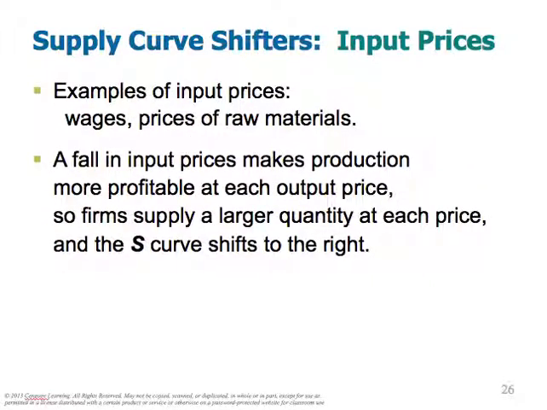One example of supply curve shifters is input prices. Examples of input prices include wages that you pay to the workers, and the prices of raw materials. A fall in input prices makes production more profitable at each output price. So firms supply a larger quantity at each price, and the supply curve shifts to the right. Let's have a look at the graph.